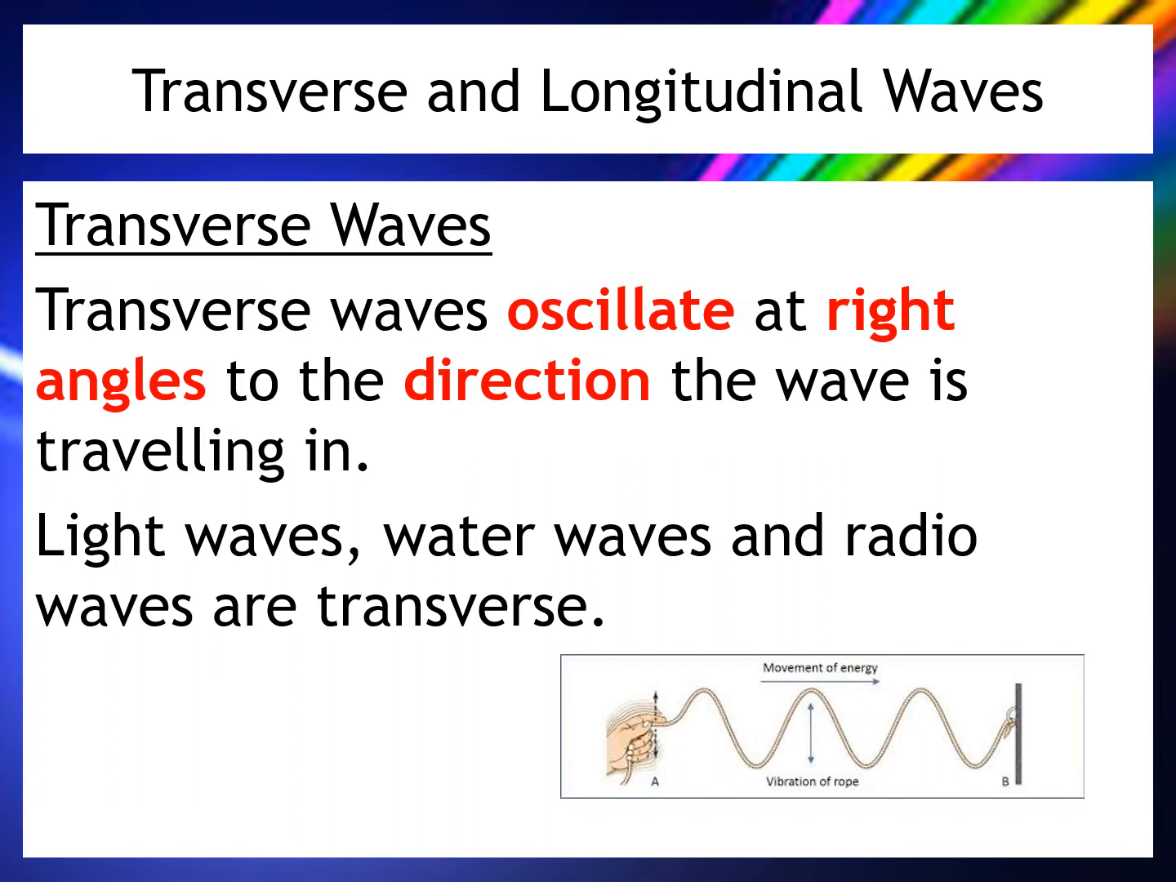So our first definitions are understanding the difference between transverse and longitudinal waves. The first ones are transverse waves. Trans obviously means across. So transverse waves oscillate at right angles to the direction that the wave is actually travelling in. So in the little diagram at the bottom right, you can see a wave travelling through a rope. The movement of energy or the movement of the wave is from left to right, but the vibration or oscillation is at right angles, up and down. Examples of transverse waves include light waves, water waves, and radio waves.